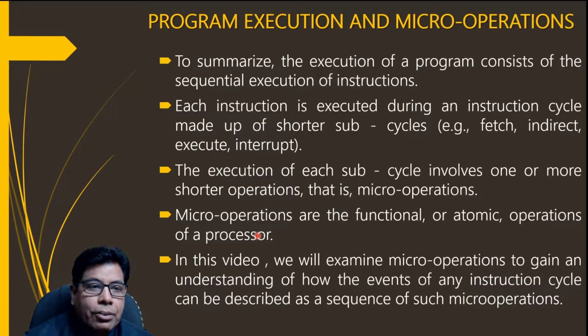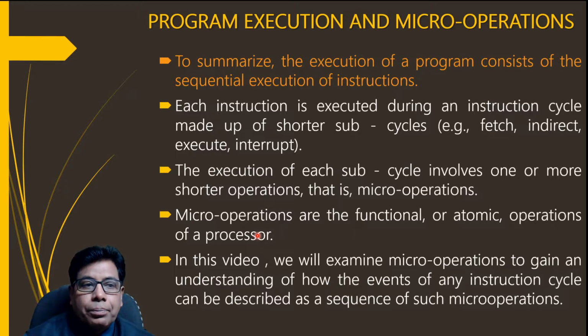Let us go further. Program execution and micro operation. Let us summarize whatever we have discussed so far. The execution of a program consists of sequential execution of instructions. Remember this. When we are executing a program, the execution of instructions will take place sequentially, except in case of a branch instruction. In case of a branch instruction, we have to take a jump or go back, take a loop, like that.